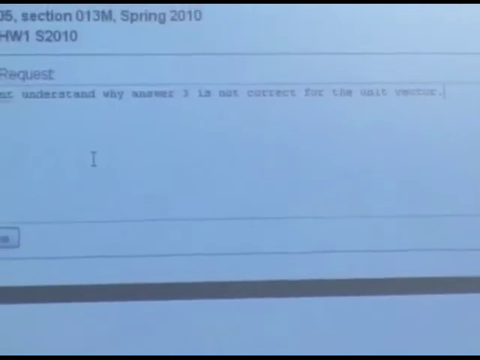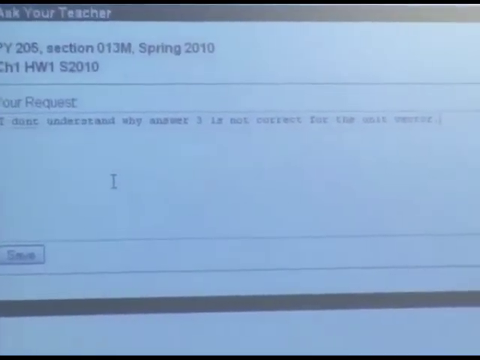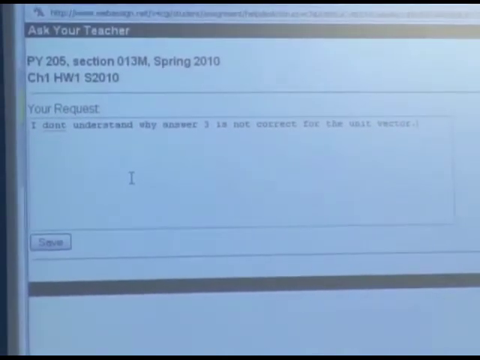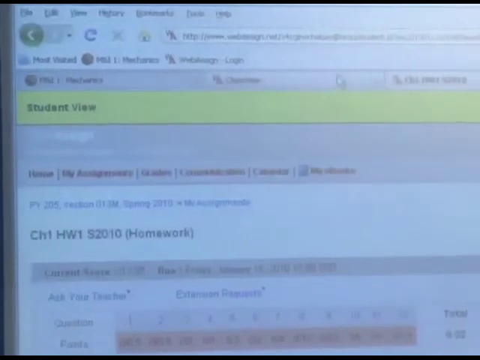If you say, I don't know how to do this problem, there's not much I can say except tell me how you're thinking about it. So if you say, so why is this answer not correct? And then you save.